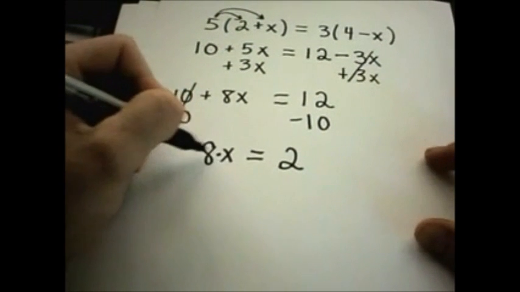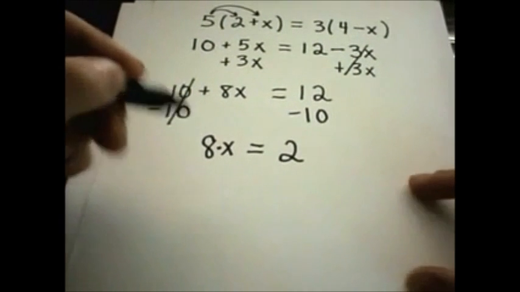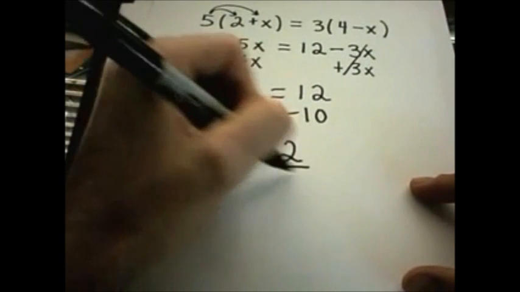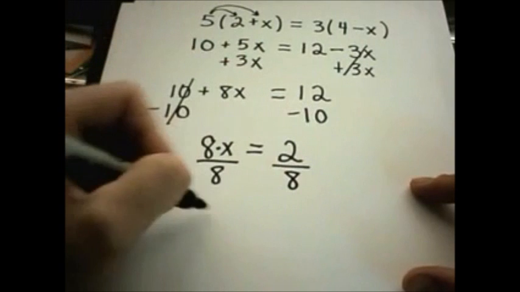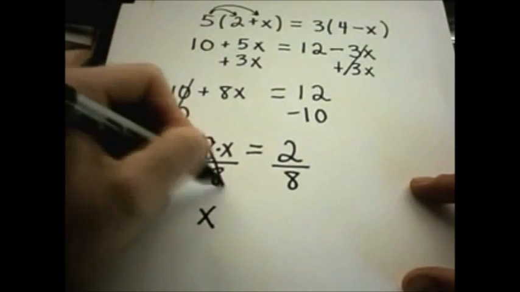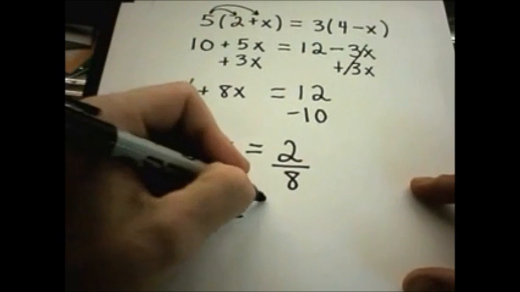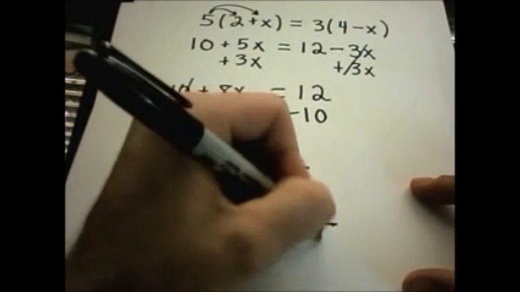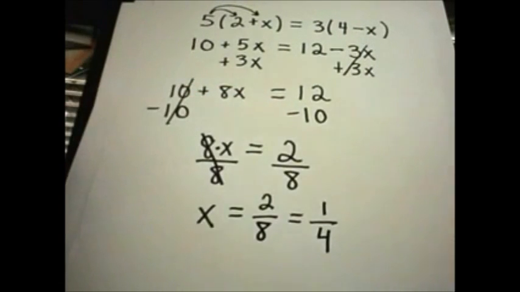And again, now I'm multiplying by 8. To undo multiplication, I'll simply do division. So I divide by 8, divide by 8. I'll get x equals 2 over 8, which I can reduce down to 1 over 4. And that will be my solution in this problem.